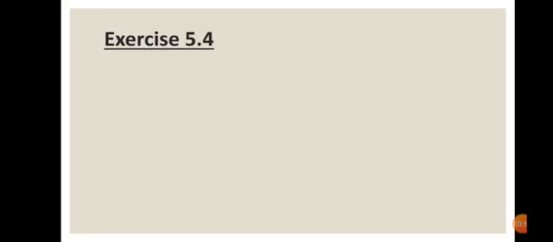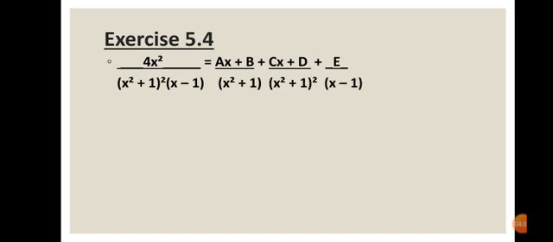Moving on, students, we have exercise 5.4, and the question is 4x square over x square plus 1 whole square into x minus 1. The first factor is quadratic and it can't be made linear, so we will use Ax plus B over x square plus 1. As x square plus 1 has a whole square, it will have two partial fractions. So the second one is Cx plus D over x square plus 1 whole square, and the last one is E over x minus 1.